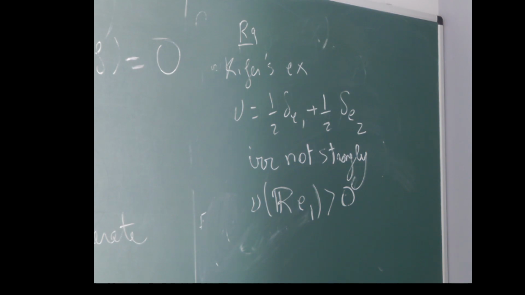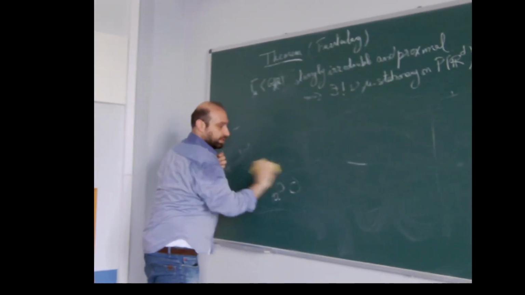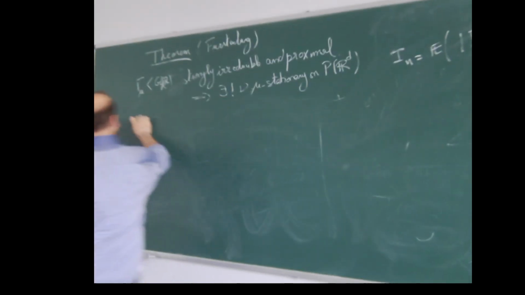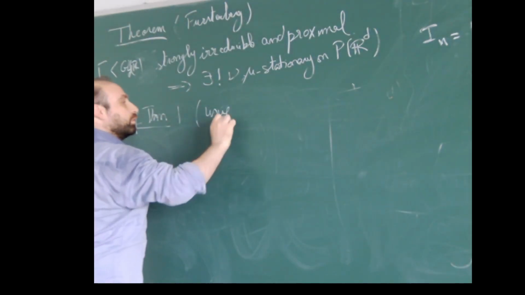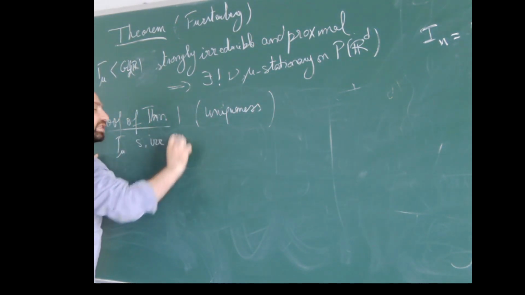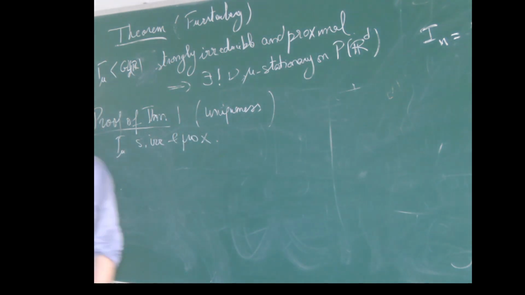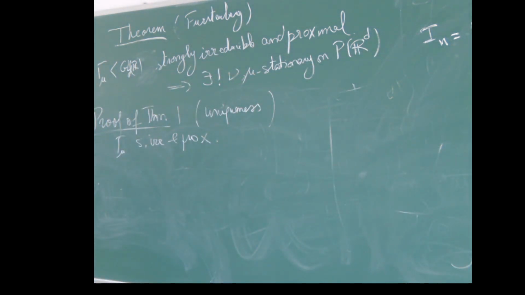So now let us prove the theorem. The uniqueness. Proximality was not used yet. Now it will be used. So we assume that gamma mu is strongly irreducible and proximal. And I want to show that there is a unique stationary probability measure given mu. So I start with a probability measure. I know by compactness that it exists, and I will describe it. I will tell you its formula.